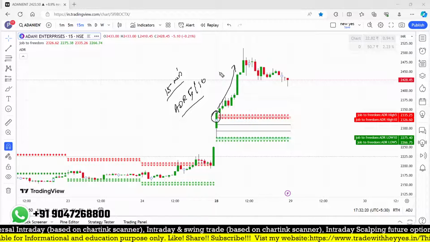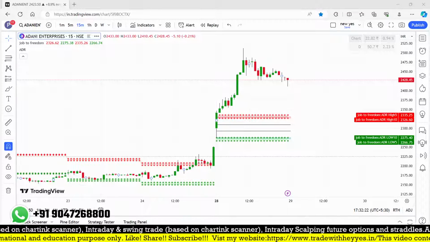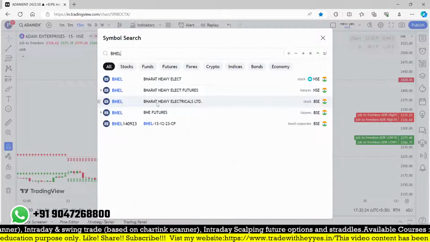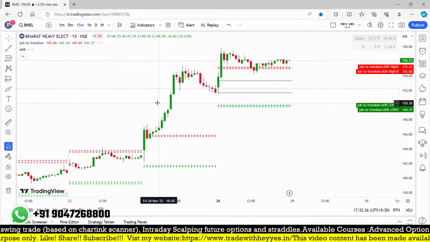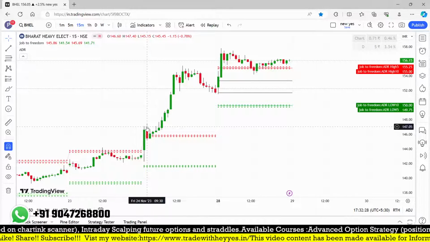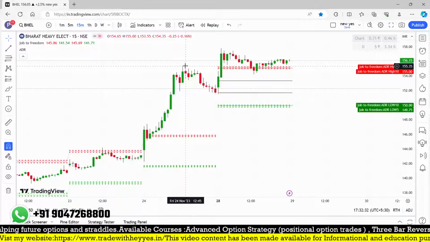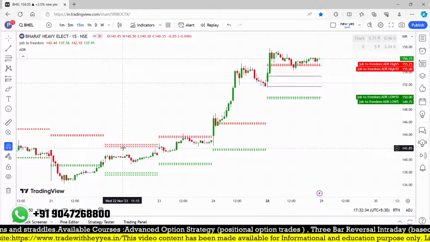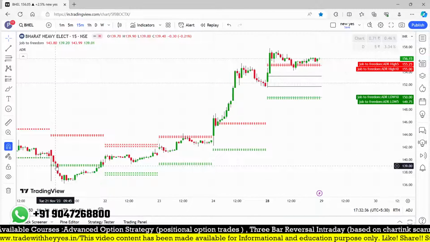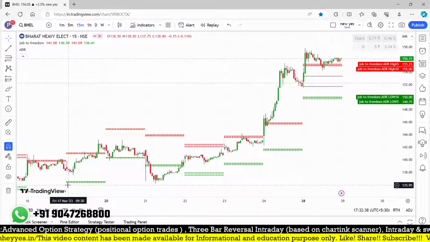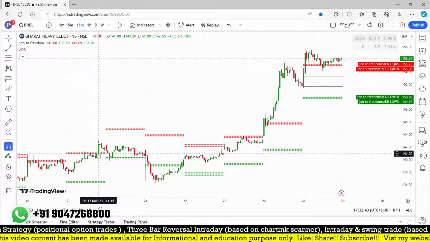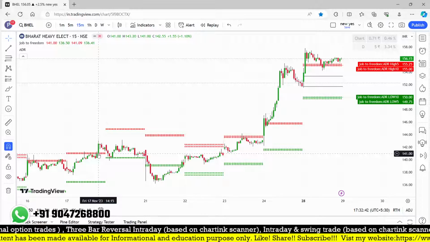In Adani Enterprise, and I think yesterday in BHEL, the same pattern which I'm looking for in an intraday trade closed above the level, and after that it gave such a good move in BHEL yesterday, and some rejection also happened and a breakdown. Here is the breakdown, and it keeps moving down, and here is the breakout, but most probably the first candle breakout should be more powerful.